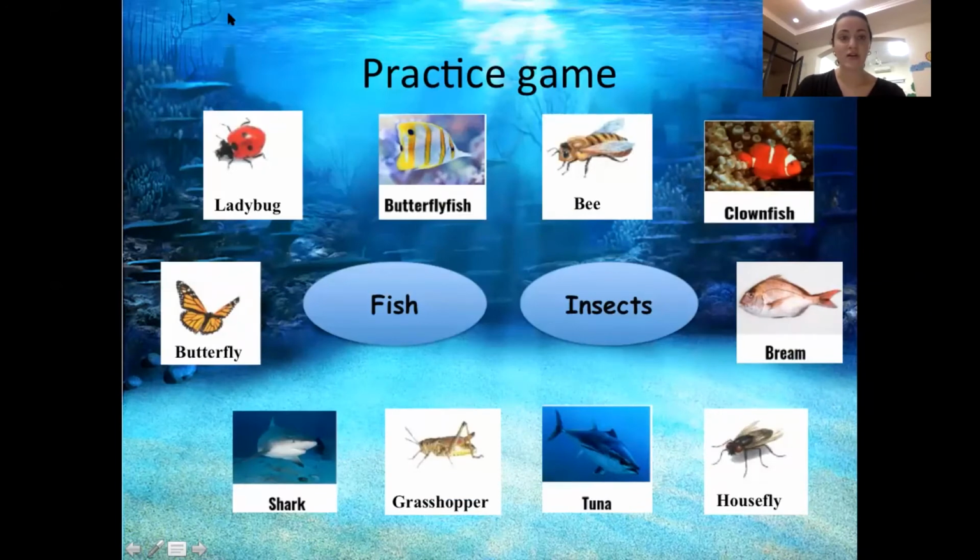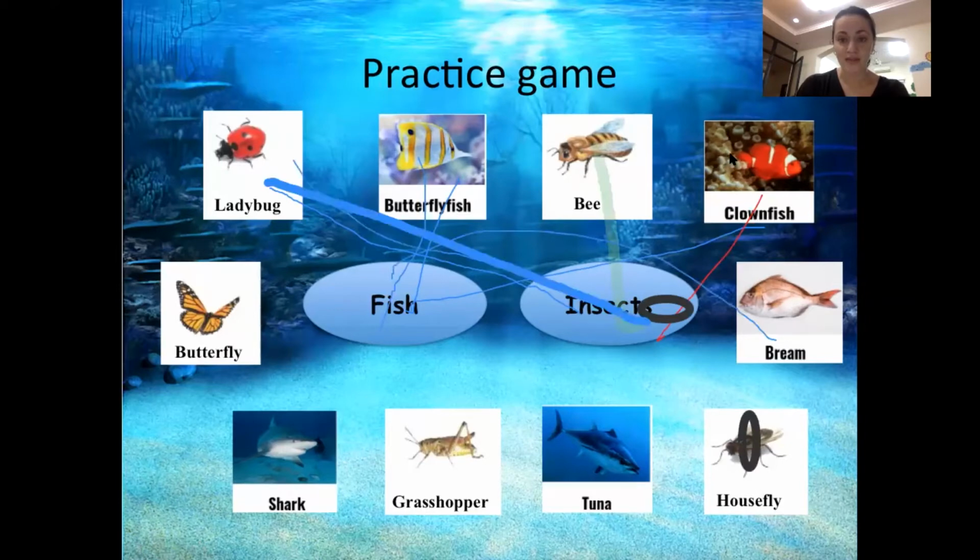Okay, let's do a little review game for fish and insects. I want you to draw a line from the animal to either fish or insects, like this. A ladybug is an insect. A butterfly fish is a fish. Okay? Let's give it a try. Ready? Go ahead and annotate. Go ahead and draw. Make sure you only do what you're supposed to do so we can play games like this.